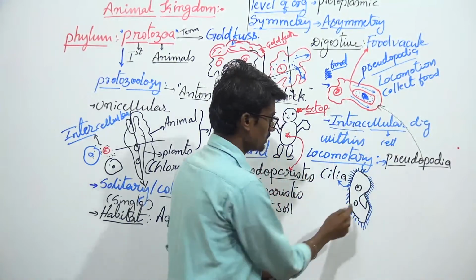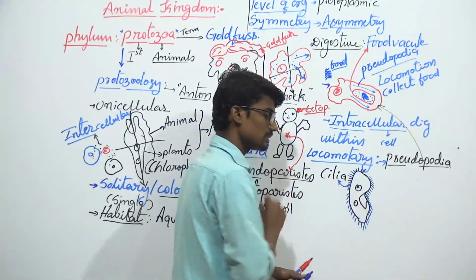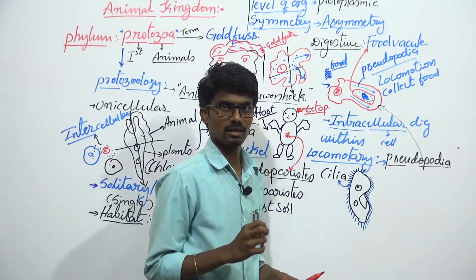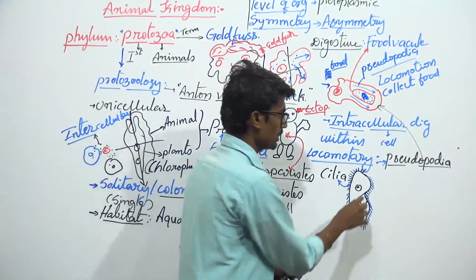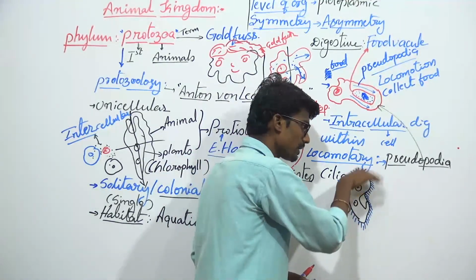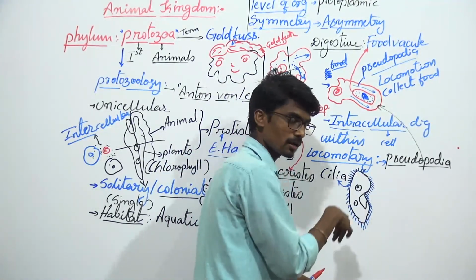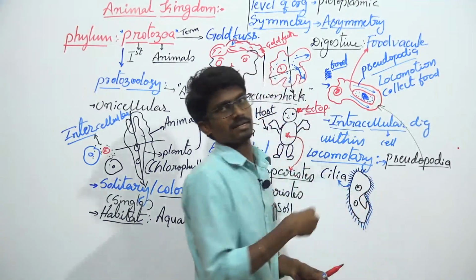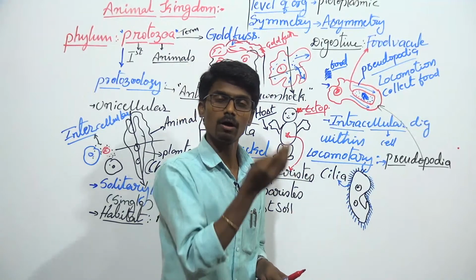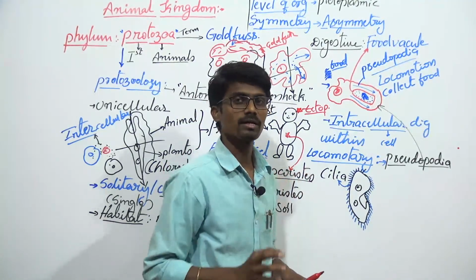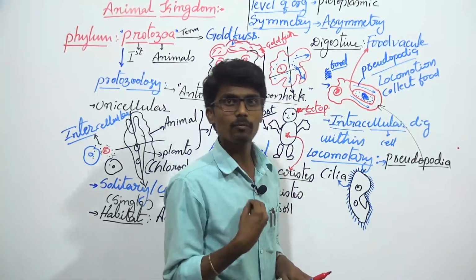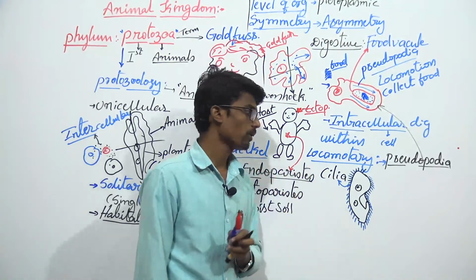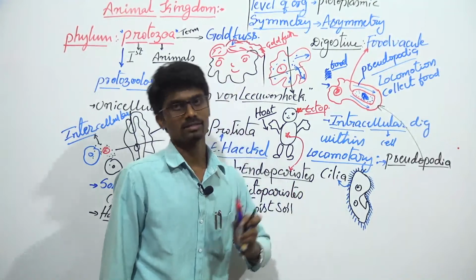Another thing is, if you look at these cilia, they create a water current. How can they create a water current? These cilia beat continuously in a particular direction, which flows the water inside the gullet, the body cavity. Along with the water, these organisms collect the food particles. That is one important characteristic of ciliary organisms.